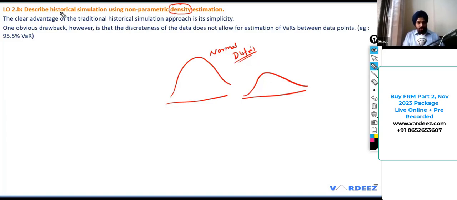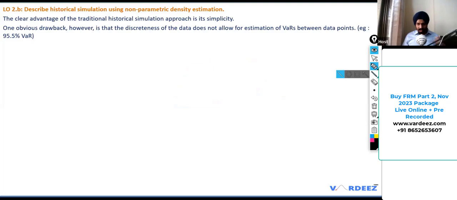So how can you use the historical simulation value at risk? How can you calculate that using the non-parametric approach, but having a density approach, having that continuous distribution or a density curve like this? How do you do that? Let's check it out. So the clear advantage of historical simulation is its simplicity. You do not need any assumption.